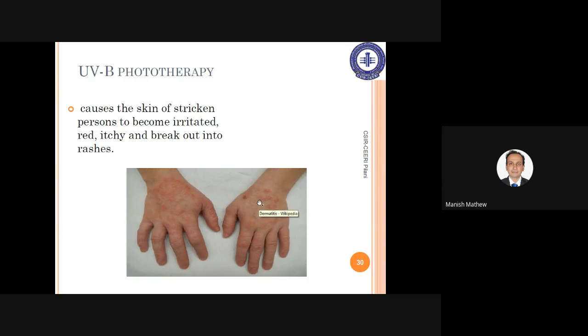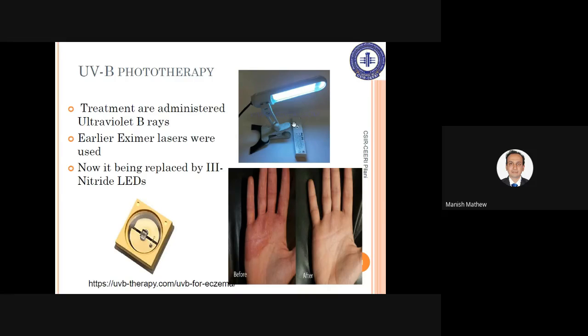So one way of treating this is to apply an ointment or medicine, but the quickest or best way to treat this would be with the help of UVB therapy. Conventionally, we used to have this UV-based lamp available for treating this type of skin disease. Now, this has been replaced with very compact and small III-nitride LEDs.